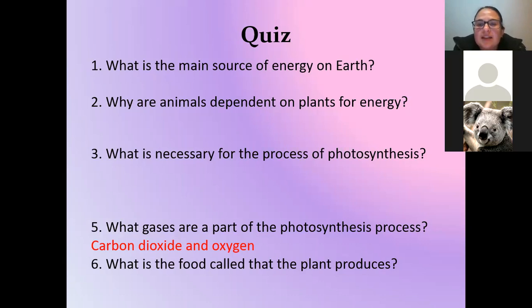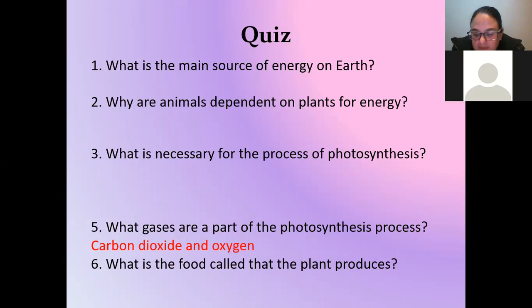Okay, so animals are dependent on plants for energy because can we make our own food? No. We have to eat plants because they contain the stored food in the form of glucose or starch, which we then need in order to produce energy. What is necessary for the process of photosynthesis? So what are the requirements for photosynthesis? Sunlight, water, carbon dioxide, and the chlorophyll found in the green plants.